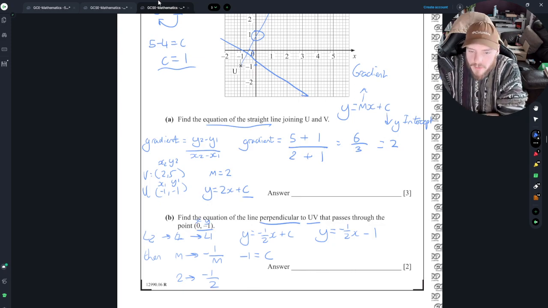Now, if the question says the line is parallel, I'll probably spell parallel wrong, but that's okay.